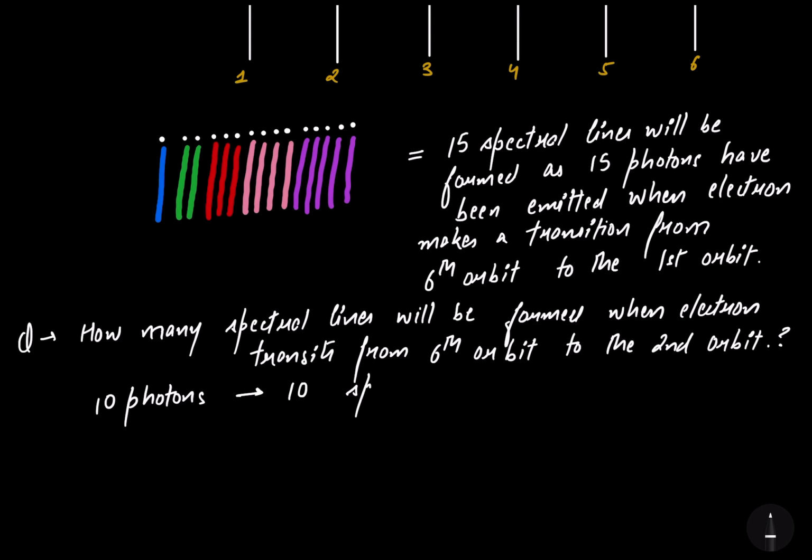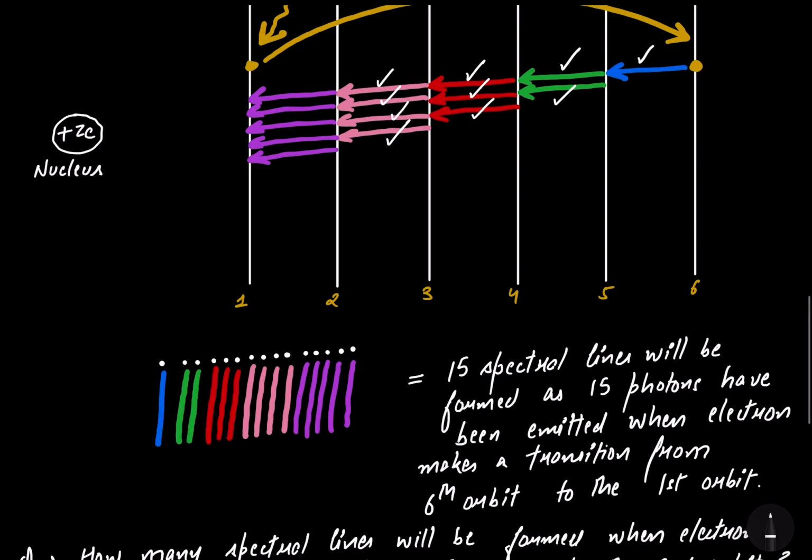So you have to carefully read the question. How many spectral lines have been asked for which transition? You got the 10 photons for 10 spectral lines when the electron makes a transition from sixth orbit to second orbit. When the electron is making transition from sixth orbit to first orbit, we got 15 photons, we got 15 lines. When the question is asking from sixth orbit to only second orbit, we got the 10 photons, so we got the 10 spectral lines.